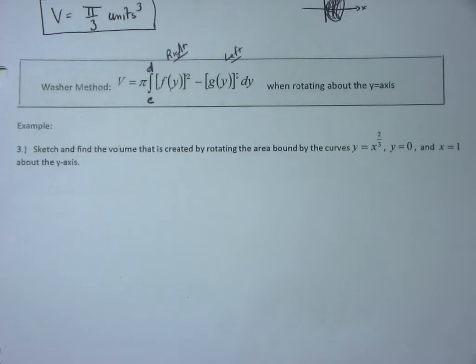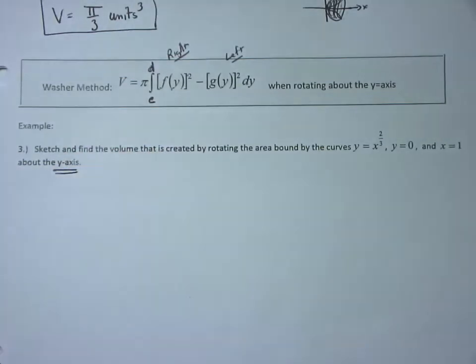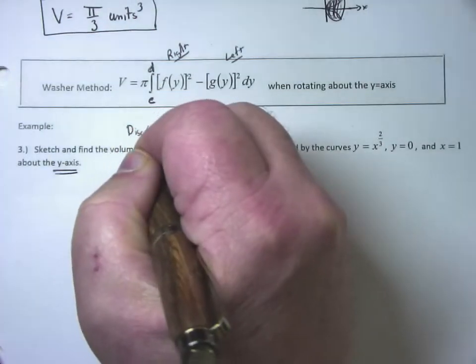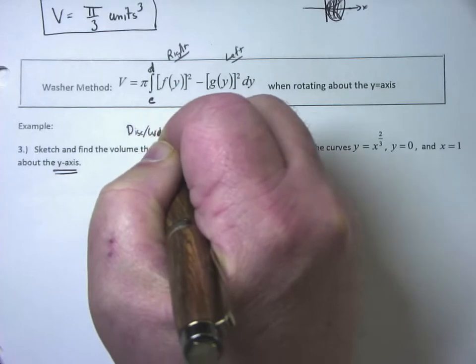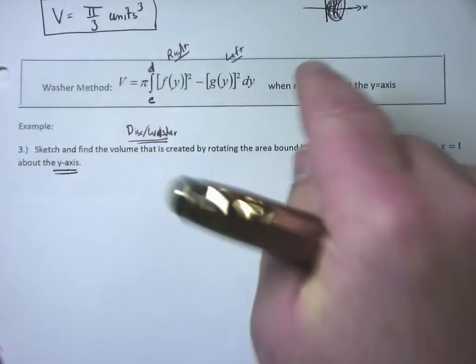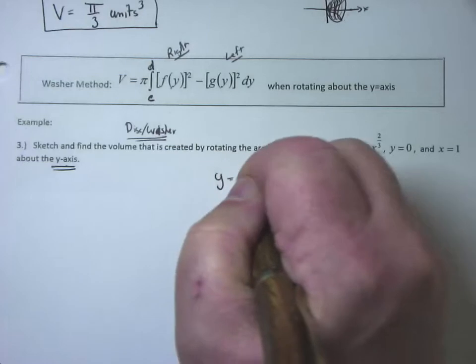So take a look at this one. Sketch and find the volume created by rotating the curves y equals x to the 2/3, y equals 0, x equals 1, about the y-axis. That tells me y-axis, and the only formula I gave you is the disk washer formula. Using disk washer here, and going around the y-axis, I have to do a dy problem. But I have the equation y equals x to the 2/3 power.